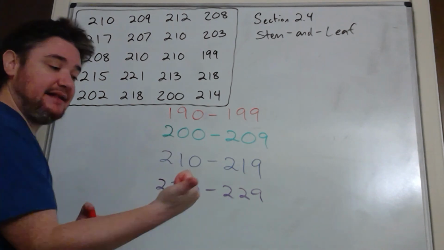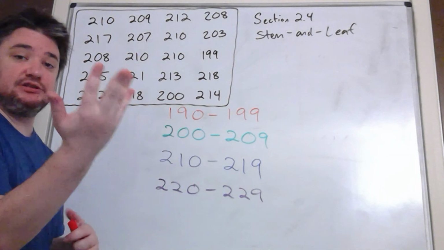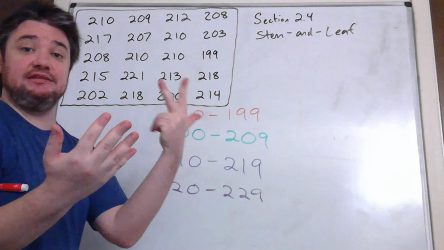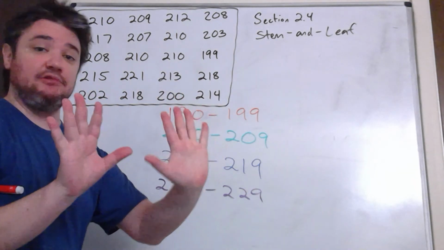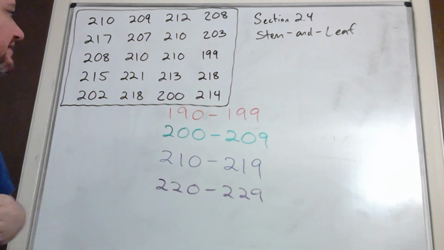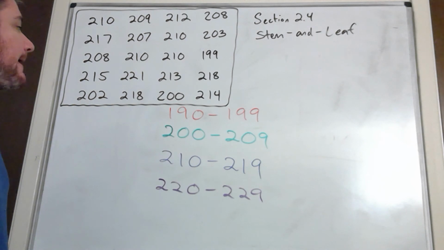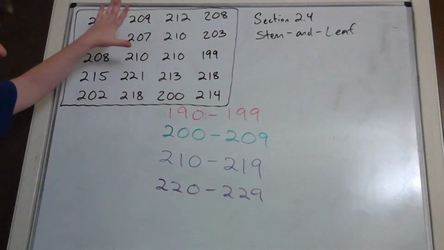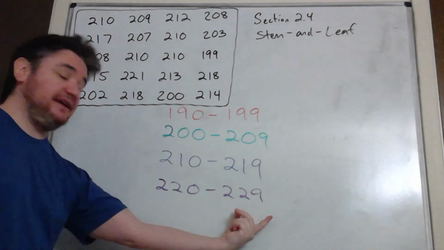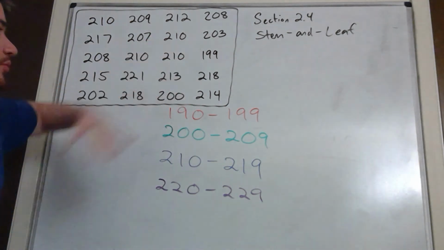So let's say from 210, 211, 212, 213, 214, 215, 216, 217, 218, 219. So I've got 10 values in there. They've all got the same width, and these are appropriate for this data. I don't have anything larger than 230, so I don't need to go to the next class. I don't have anything in the 180s or less.